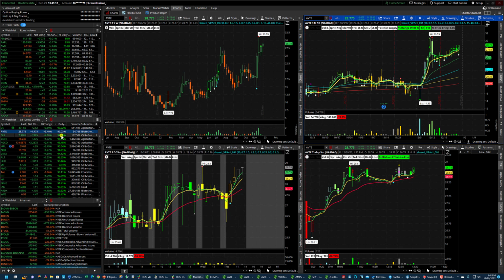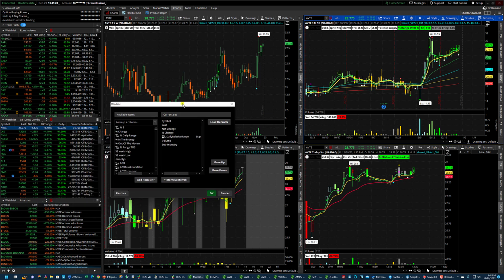This is a low volume stock. I'm going to find something else. How do I know it's low volume? Because I looked right over here. By the way, on your watch list, I'm going to click on this little dial right here. I'm going to customize it. What I've done is I've made a change here.